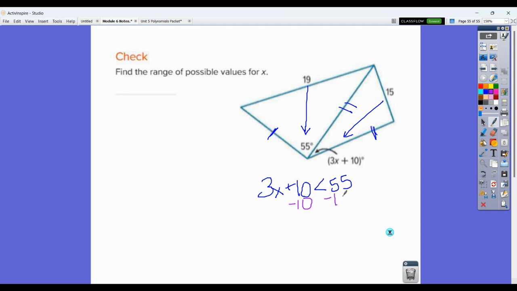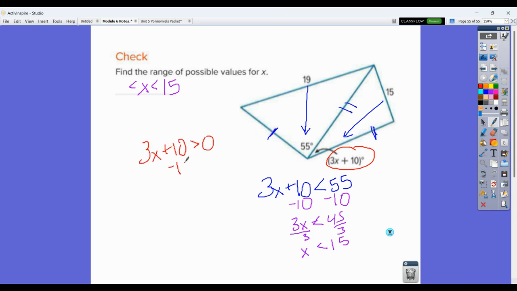So I'm going to subtract 10. I'm going to get that 3x is less than 45, and I'm going to divide by 3 to get that x has to be less than 15. So for the range, usually you have one side and the other, so x has to be less than 15. But you also know that for this to be an angle, 3x plus 10 has to be greater than 0. So we can solve with that and subtract 10 and get that 3x is greater than negative 10. And we divide by 3, and therefore x is greater than negative 10 thirds. So negative 10 thirds is less than x is what I've put into there. So that's the range.